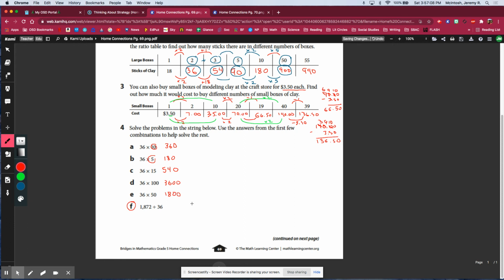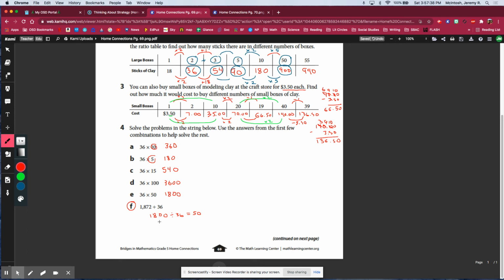And then 1872 divided by 36. So I notice that 36 times 50 is 1800, right? So if I do 1800 divided by 36, I'm taking away the 72 right now. I'm just dealing with 1800. So if I divide 1800 by 36, my answer is 50. It's just a fact family.